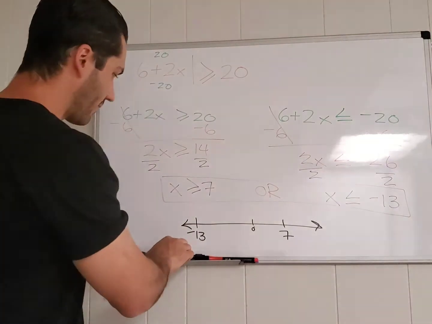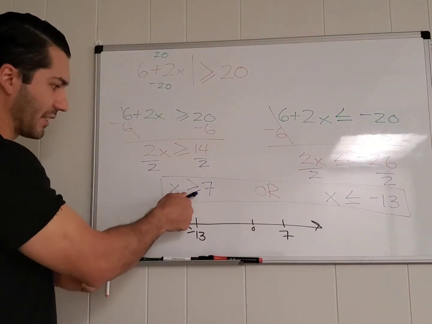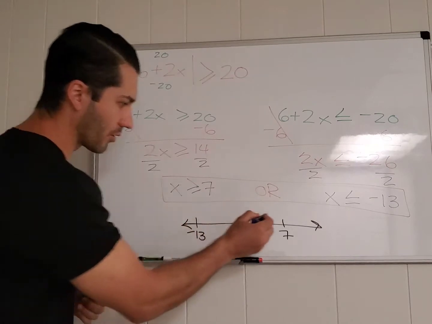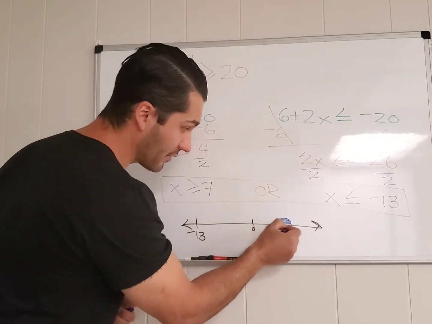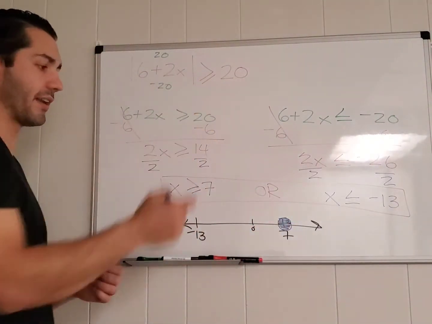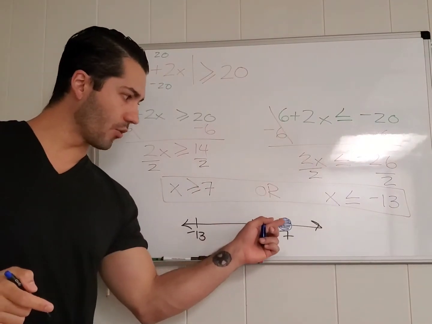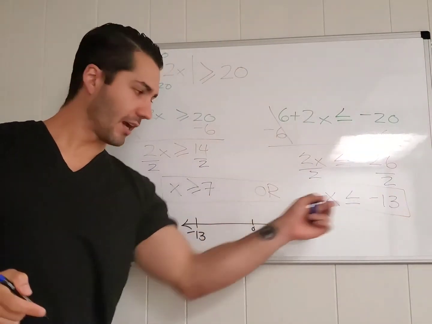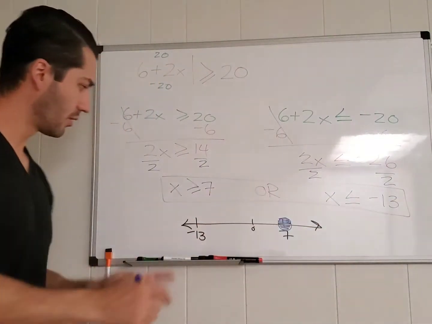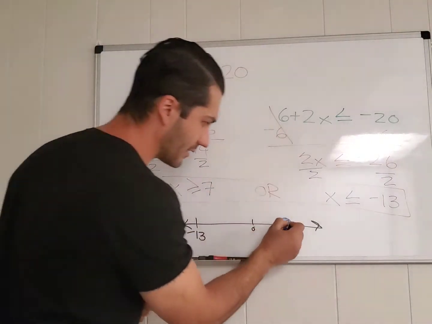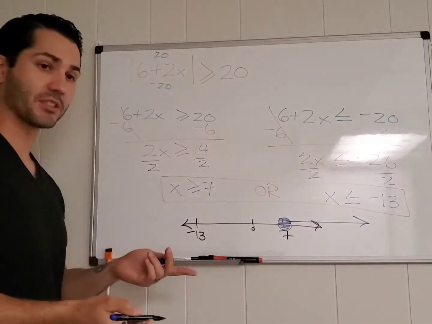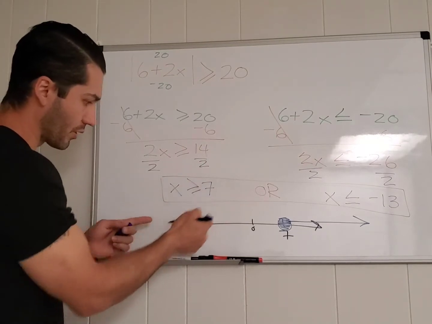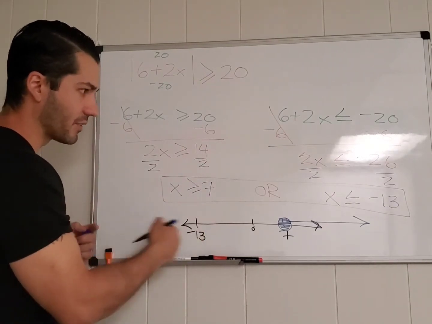For my graph, at 7, it's a closed circle, greater than or equal to, so closed circle. And once again, I know it's an or statement because of greater than, so I know this should be going to your right. x is greater than, and it does. It goes to the right. That's what I was expecting. I know this is an or statement. I know this one should go to the left.